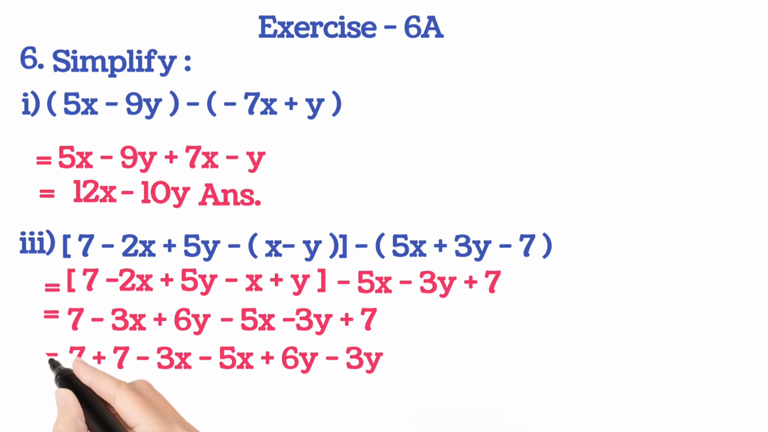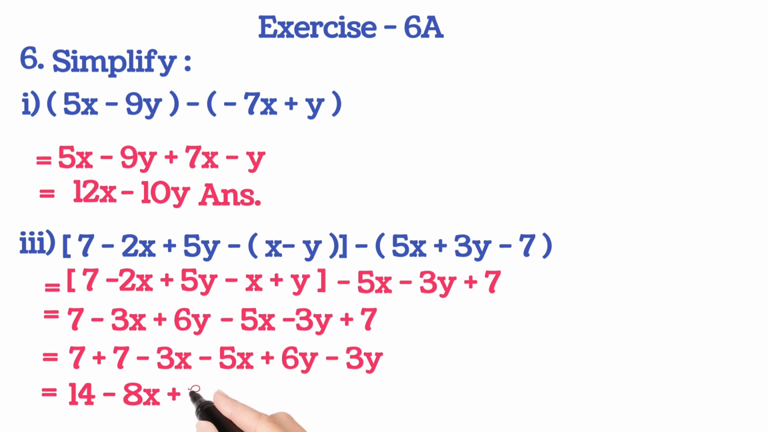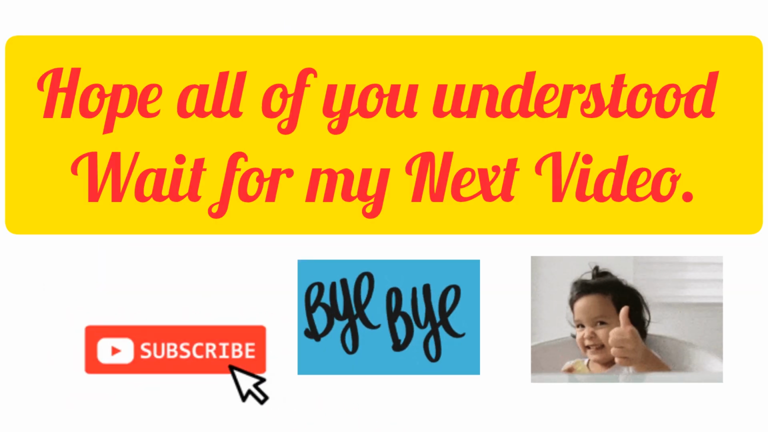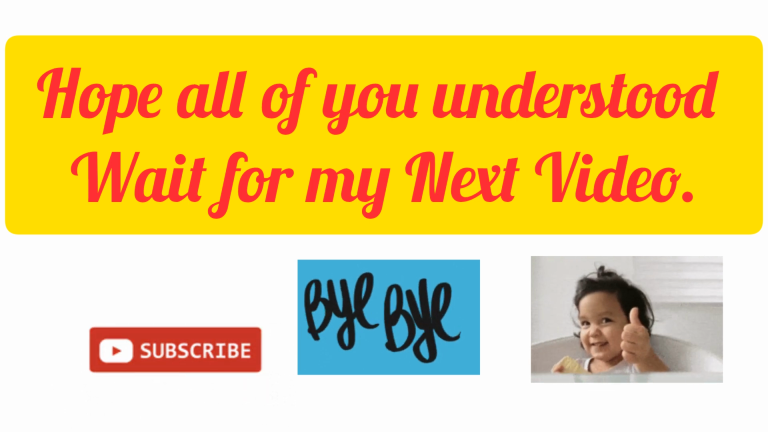Okay, now we will do addition and subtraction, whatever is required. 7 plus 7, that is 14, minus 3x and minus 5x, we will do addition, minus 8x, plus 6y and minus 3y, we will do subtraction and we will get plus 3y. This is our answer. Hope all of you understood.